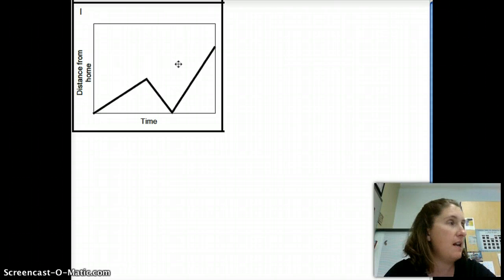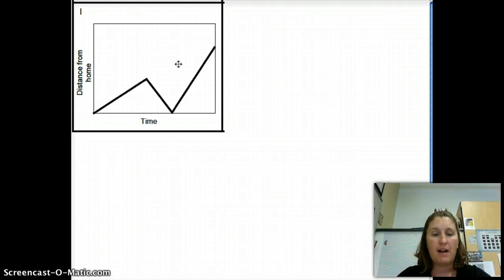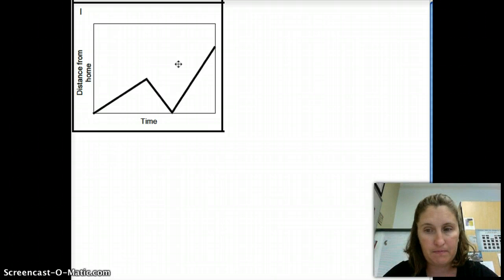match number 9. Maybe discuss with your table partner, how would you draw a graph of Tom walking slowly home from the party? So we're assuming that he's not at home and then he walks home. So think about how you would draw that picture.